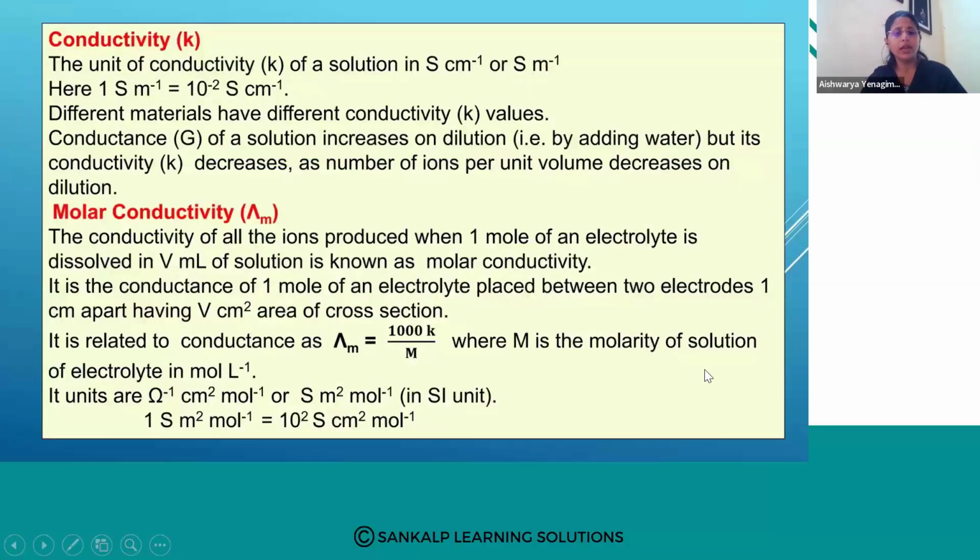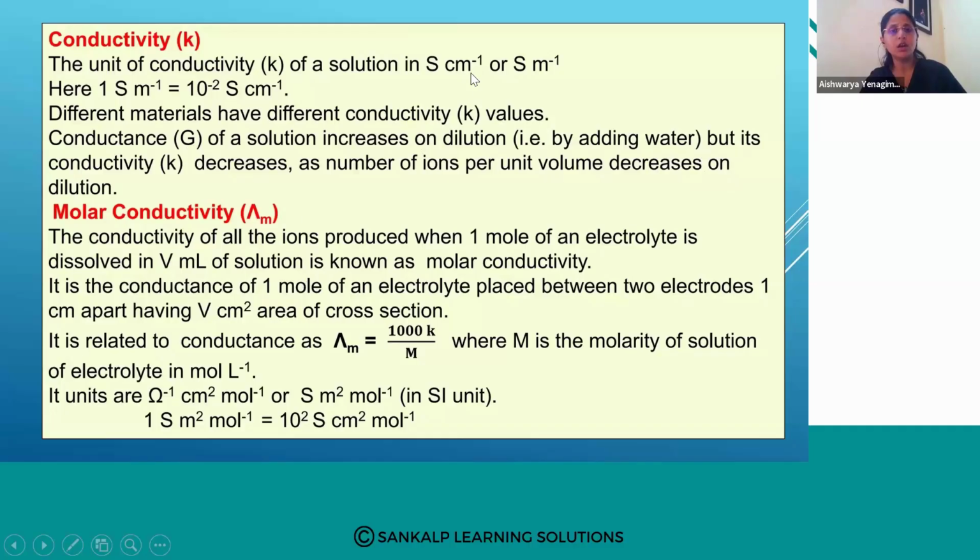The unit of conductivity K, kappa, can be written as Siemens per meter. Different materials have different conductivity values. The conductance of a solution increases on dilution, that is, by adding water, but its conductivity decreases, as the number of ions per unit volume decreases on dilution.